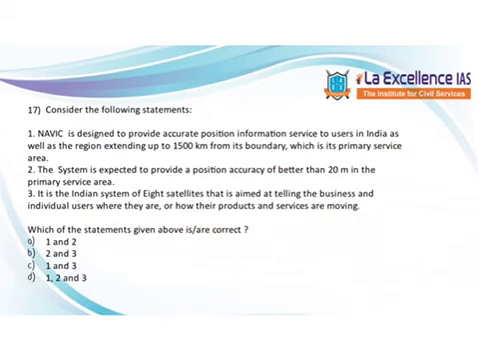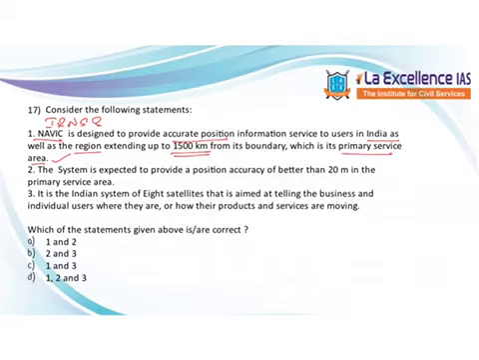Next question. Consider the following statements. NavIC, also named the Indian Regional Navigation Satellite System, that is IRNSS. It's India's independent regional navigation system that is developed by India. It is designed to provide accurate position information service to users in India as well as a region extending up to 1,500 km from its boundary, which is the primary service area. So statement 1 is correct.